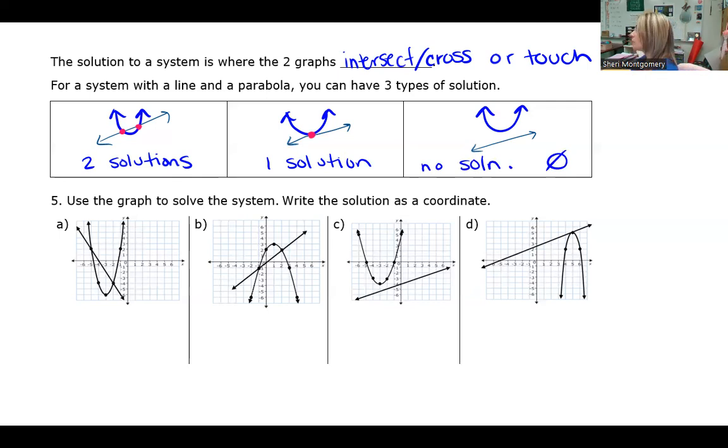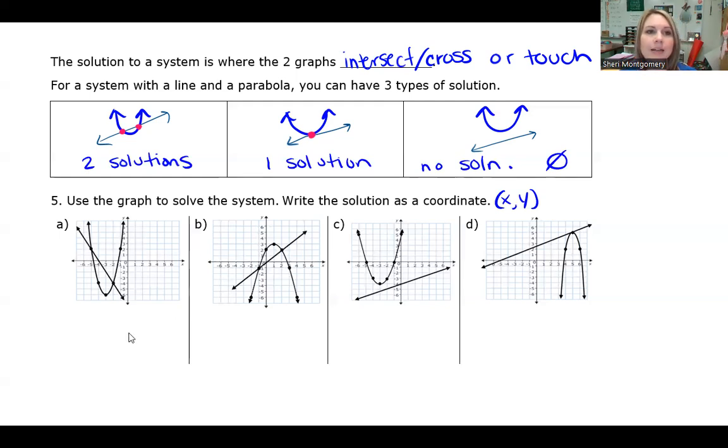Half the problems I give to you are already graphed. Half the problems you have to graph them. So the ones that are already graphed, let's get all of those correct. It says use the graph to solve, write the solution as a coordinate. Remember, a coordinate is always x, comma, y. Being able to identify a coordinate is extremely important. This is why I make you do the mystery graphs.